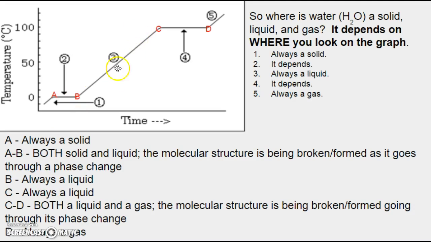If I then look at location C, C is always a liquid, and D is always a gas. But C to D, anywhere in here, you're going to have both a liquid and a gas. The molecular structure is being broken, right? It's being broken as we move up, or it's being formed if I move my way down, going through its phase changes. So 2 and 4 are simply the latent heat of energy, whether I'm talking latent heat of fusion or latent heat of vaporization, in order to go through this phase change. Very, very key idea there.